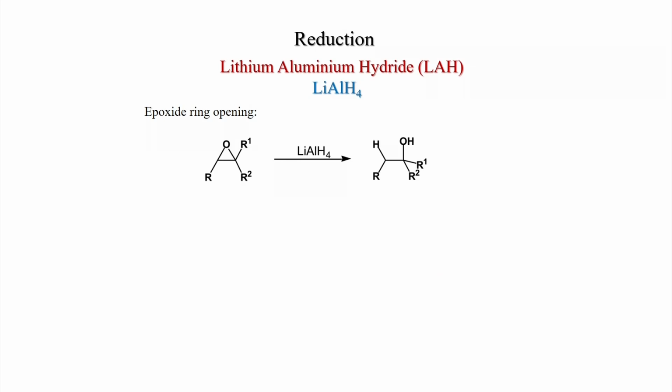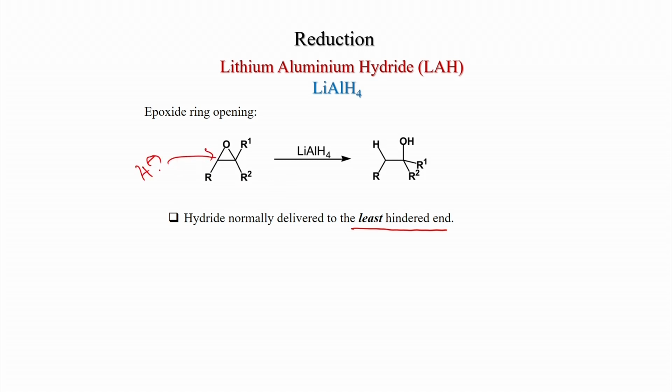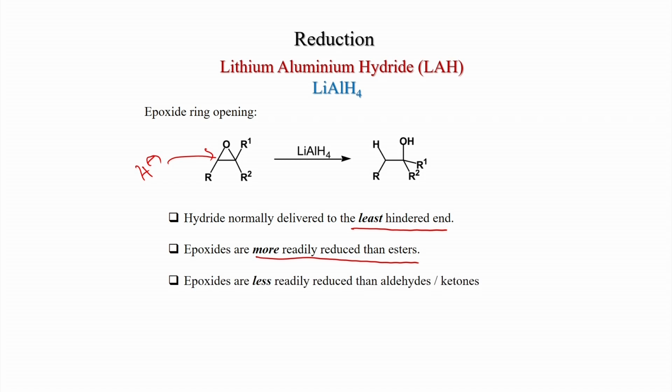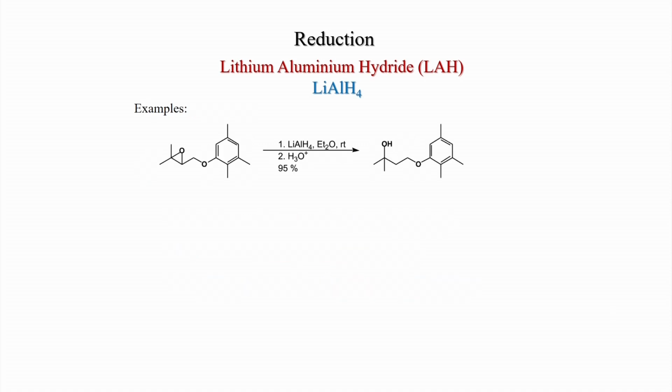Epoxide ring opening is a very important reaction, and here it occurs regioselectively at the least hindered end. So here the hydride attack will take place from this side. Epoxides are more readily reduced than esters. If you have ester functionality and epoxide, then the epoxide will reduce fast. On the other hand, if aldehyde, ketone and epoxide are there, then the reduction will take place on the aldehyde and ketone, because epoxides are less readily reduced.